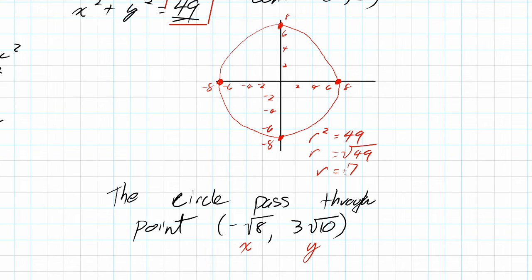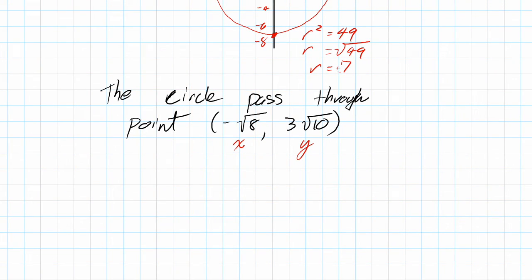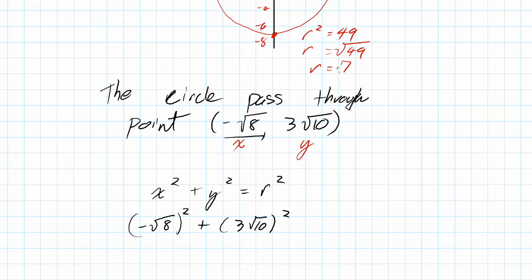So we take the general equation of a circle, which is x squared plus y squared is equal to r squared. This can help us figure out what our r value is, okay? So I'm going to plug this in for my x value. X becomes negative root 8, and the y value becomes 3 root 10, both squared, is equal to r squared, okay?